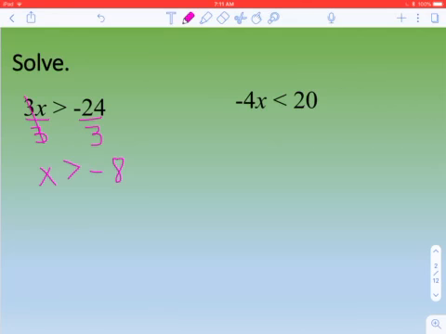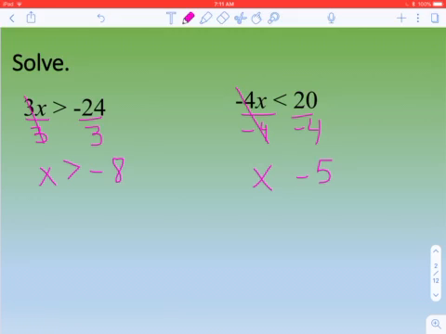Now on the second one, we are going to divide both sides by negative 4. But because we are dividing by a negative number, this is where things are going to be a little bit different and where you really got to remember what you're doing. So negative 4 divided by negative 4 is going to give us positive 1, and that gives us x. And 20 divided by negative 4 is negative 5.